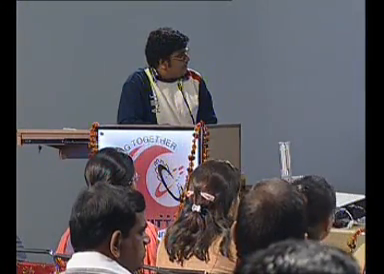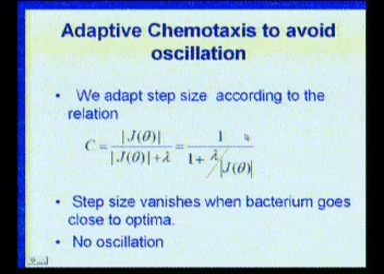This is a chemotactic step size adaptation kind of thing. I am not again going into the detail. Applications of BFOA have yielded these things: distributed intelligent control, swarm robotics, where a large group of robots are controlled, but only one BFOA should run.